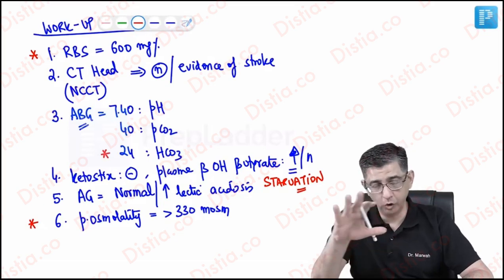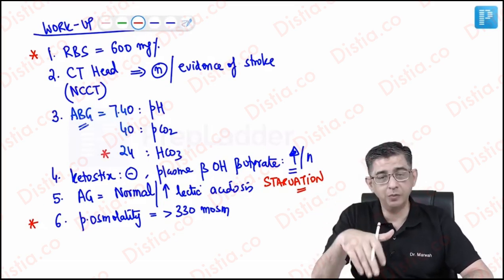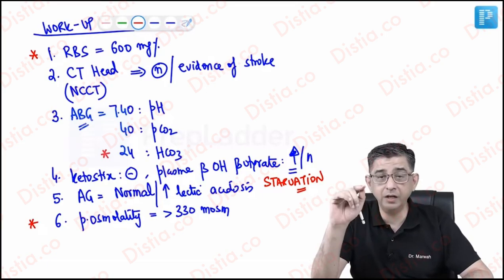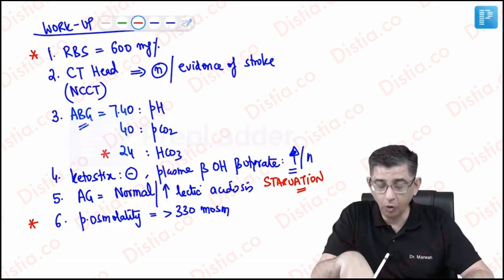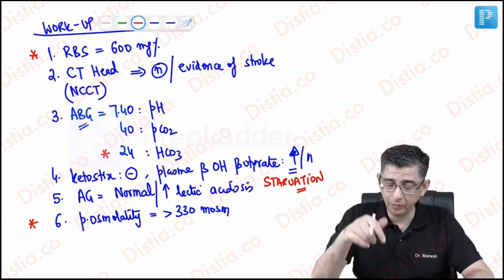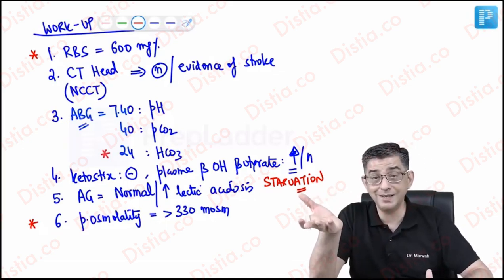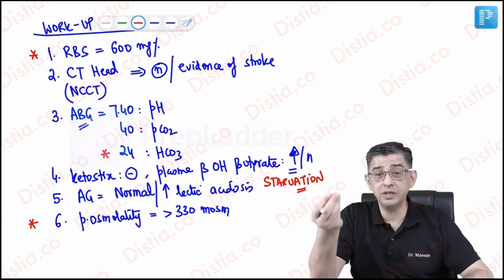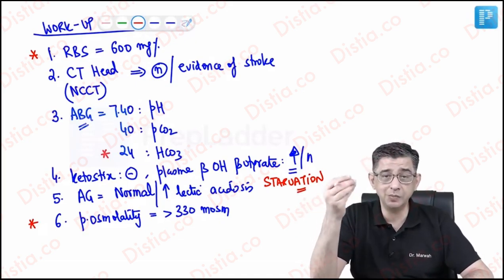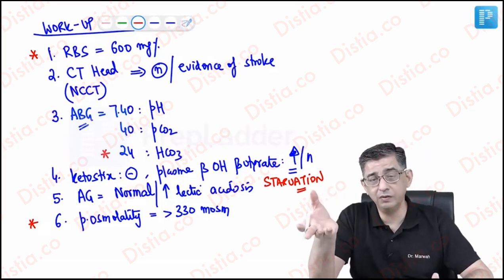Random blood sugar, gross elevations. Plasma osmolality, gross elevations. Bicarbonate values can be normal, or there could be a component where bicarbonate values are slightly lesser. There are various reasons why it could be lesser. One of them is that these patients could be developing lactic acidosis.